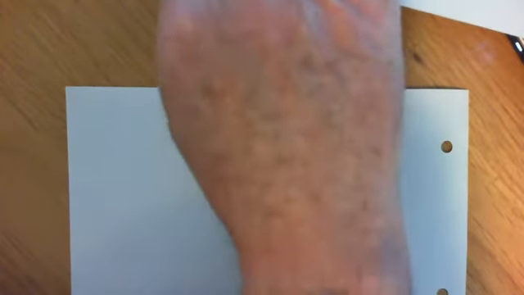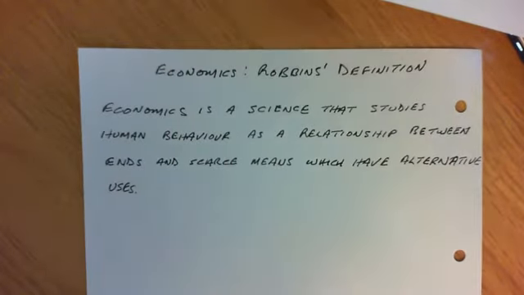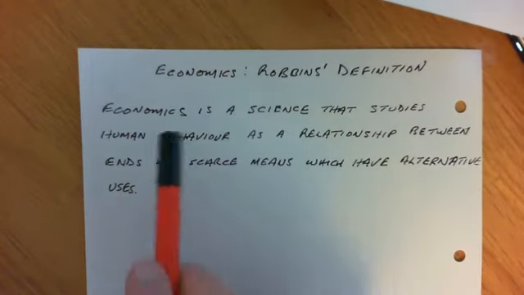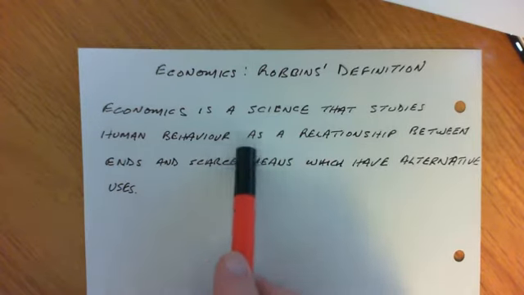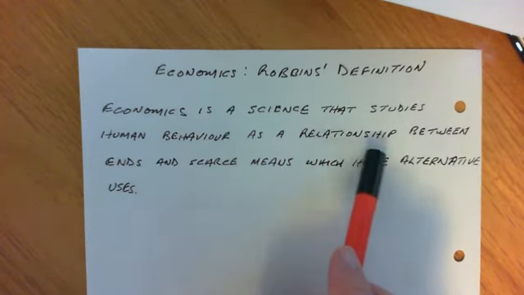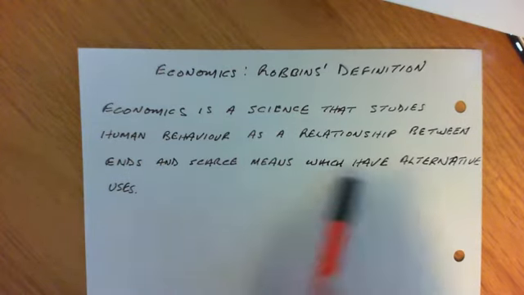For a start, let's look at Robbins' definition put forward by Lord Robbins back in the 1930s, I think it was. I've actually prepared one earlier, a bit like a cookery program. Saves writing it out. That's the definition as put forward by Robbins. Economics is a science that studies human behaviour as a relationship between ends and scarce means which have alternative uses.